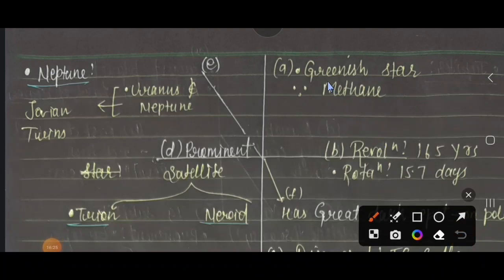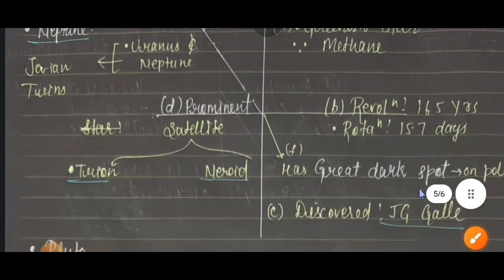So Neptune is known as the greenest planet because it has a sufficient amount of methane. That's why it appears green. It has a revolution period of about 165 years. Just remember that when we go far from the Sun, the revolution period increases, and the rotation period will vary. You have to keep this in mind.